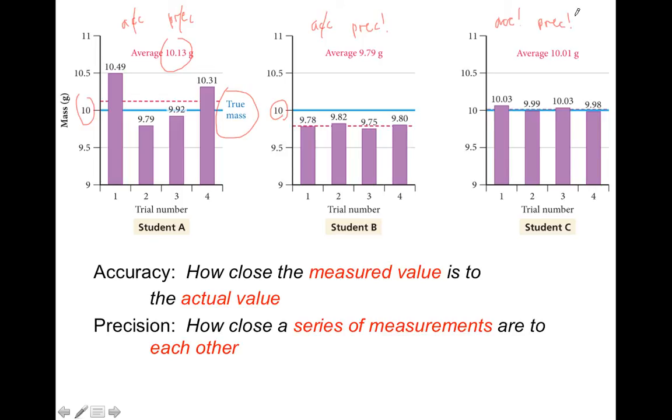Let me go back to it. Accuracy shows how close the measured value is to the actual value, and we can't determine accuracy unless we're given an actual value, either in a question stem or we look it up in a book or see it in a table. But precision you can always tell, because you can look and see how close a series of measurements are to each other.